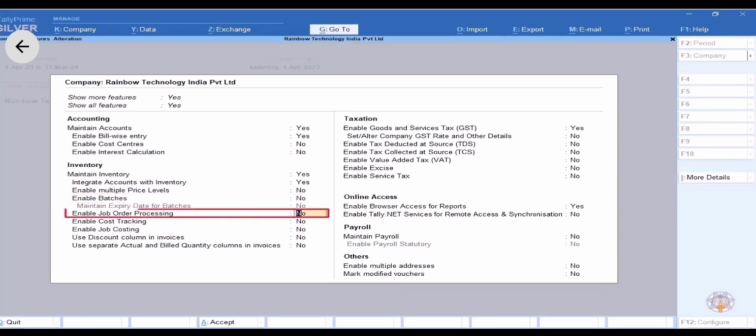Enable job order processing. Accepting a job or assigning a job work to a third party is commonly referred to as job work in or job work out. In job order cycle process, right from booking of orders to delivery of final products can be easily managed in Tally Prime through job order processing feature.